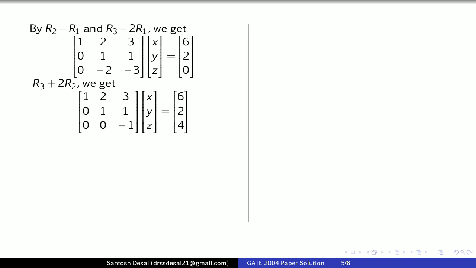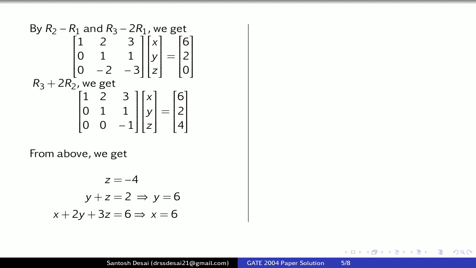From the last row we get -z is equal to 4, and this implies z is equal to -4. From the second row we get y plus z is equal to 2, and substituting the value of z and simplifying for y we get y is equal to 6. And from the first equation, x plus 2y plus 3z is equal to 6. This gives x is equal to 6, and therefore the answer is 6, 6, -4.